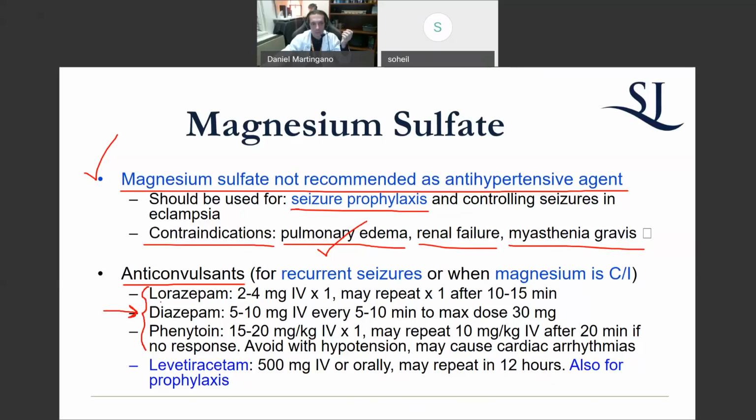If MAG is contraindicated, it's not like you just give up and you don't have any seizure prophylaxis at all. Use levetiracetam, which is Keppra, for prophylaxis, but you could also treat seizures with this medicine. Keppra, I feel like, is used for pretty much any seizure disorder that I've ever encountered for a pregnant patient or even a non-pregnant patient. It's a very good medicine.